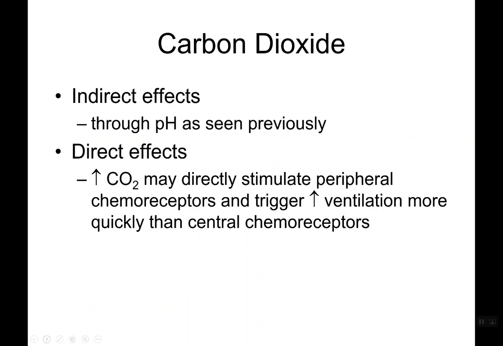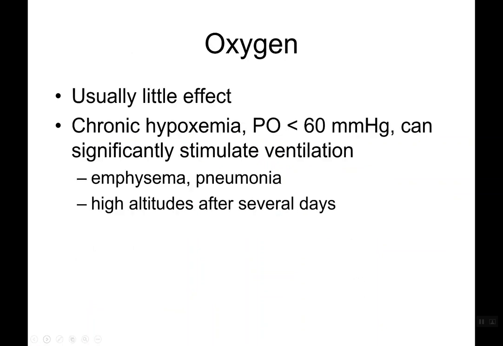So carbon dioxide has indirect effects through pH, as seen previously, and these are the most powerful. But it also has some direct effects. So increase in CO2 concentration in the plasma may stimulate peripheral chemoreceptors, so ones that are not part of the central set that I showed you earlier, and could increase ventilation more quickly than central chemoreceptors. It's just that central chemoreceptors are better understood and studied.